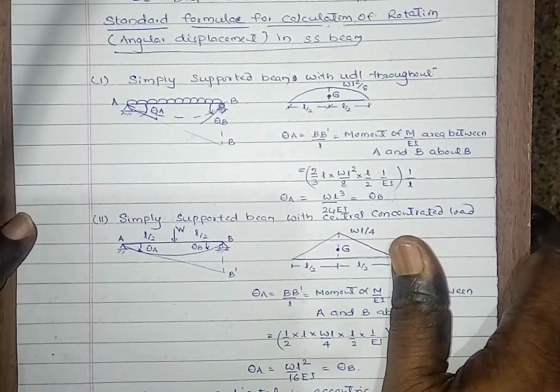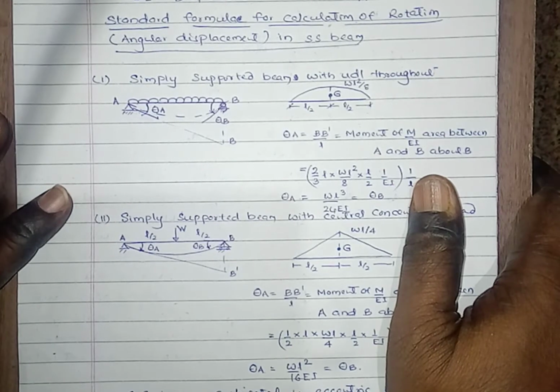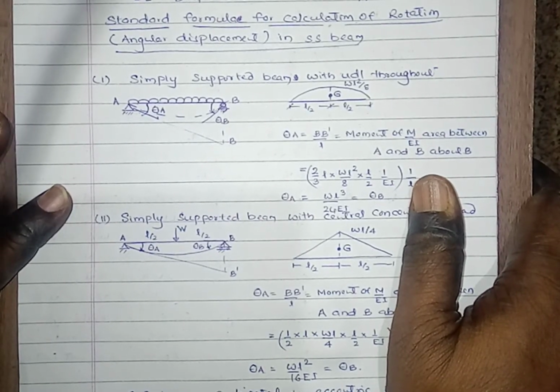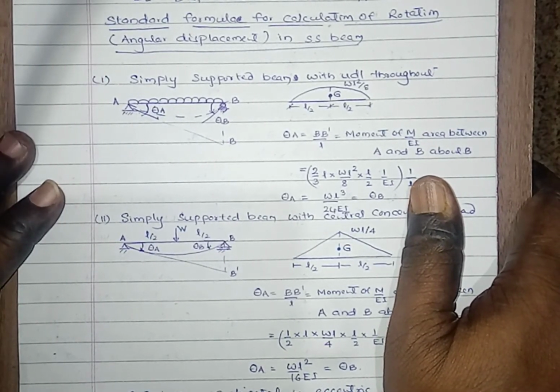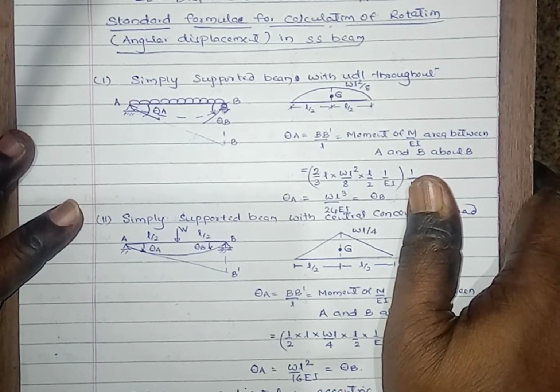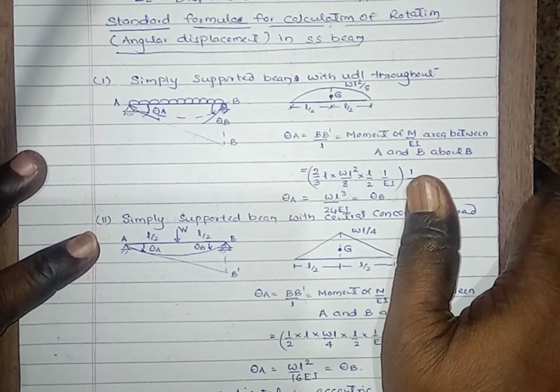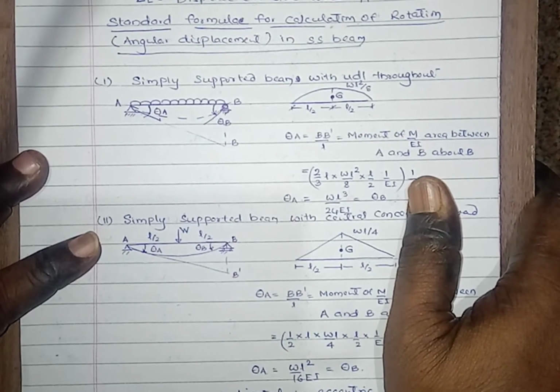We'll discuss some of the standard formulas for calculation of the rotational displacement, that is angular displacement, in a simply supported beam subjected to different types of loads. First one is a simply supported beam with UDL acting throughout the length.